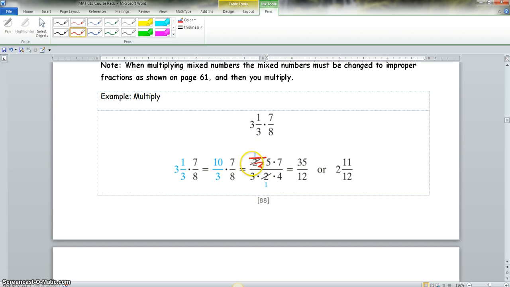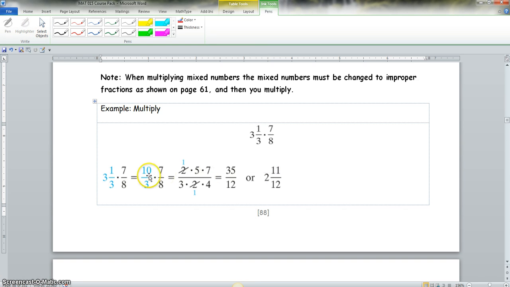Okay, so let me go off to the side here. Well, down here, we have 3 1/3. We first would change this mixed number to an improper fraction, which is 10 over 3, and we had times 7 over 8. Now, we would take the prime factorization of 10, which is 2 times 5, and 7 is already prime.